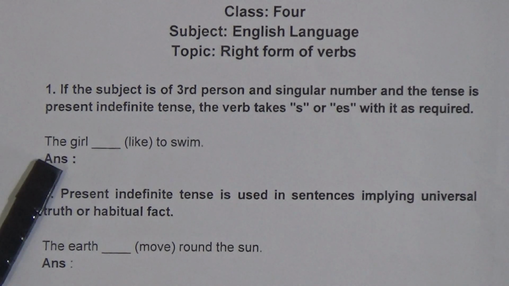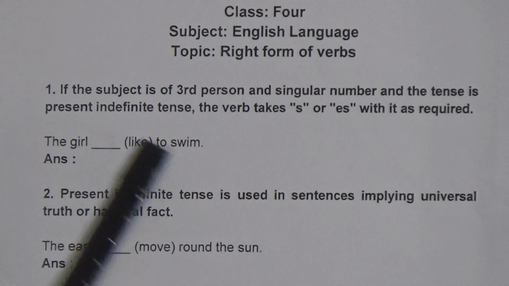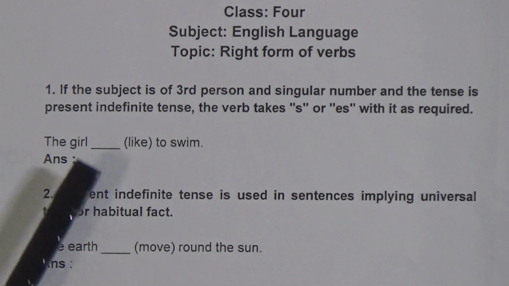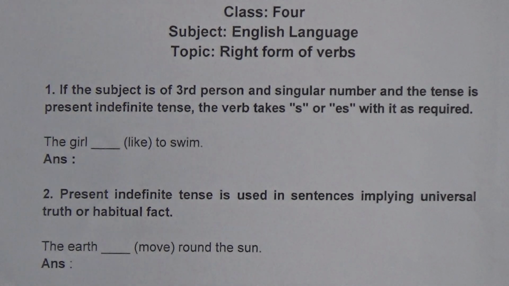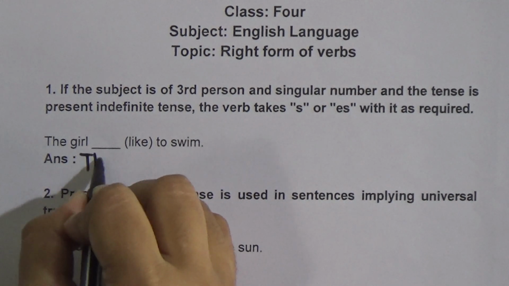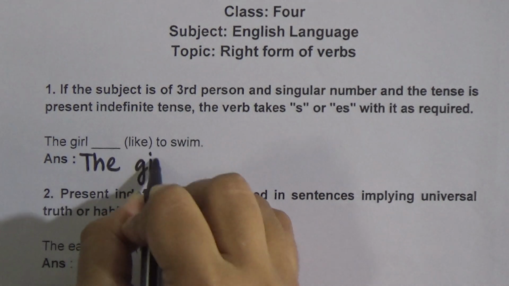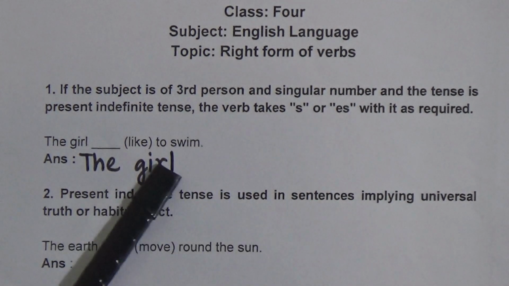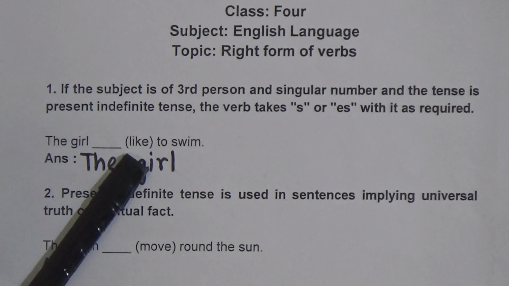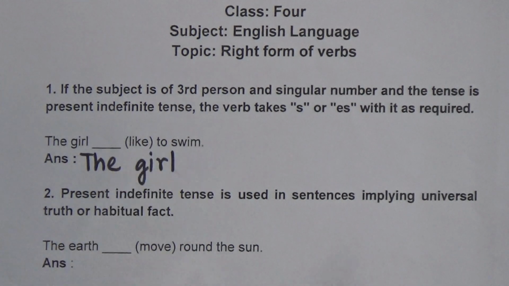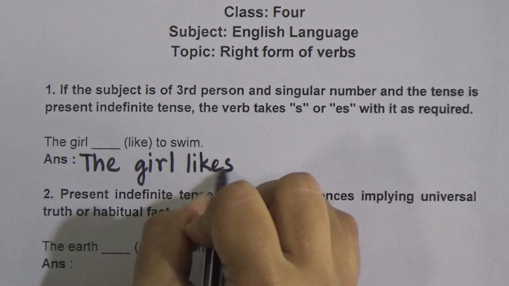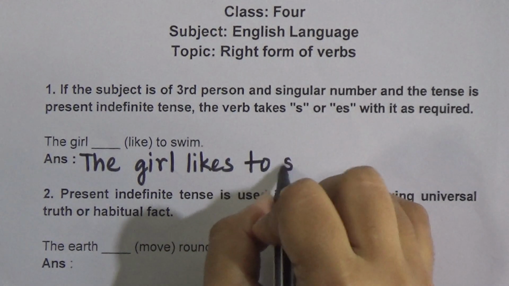Now look at this example. The girl liked to swim. Inside the bracket there is the verb like, and the subject is the girl, third person, and the girl is singular number. So you will rewrite the sentence. The girl. According to the rules, we will add s or es to the verb. Now look at this verb like. There is already an e at the end of the verb, so we will just add s. The girl likes to swim.